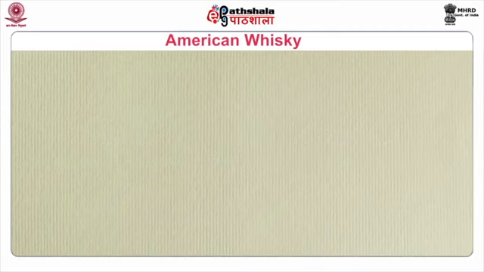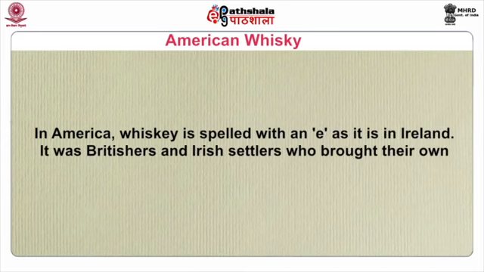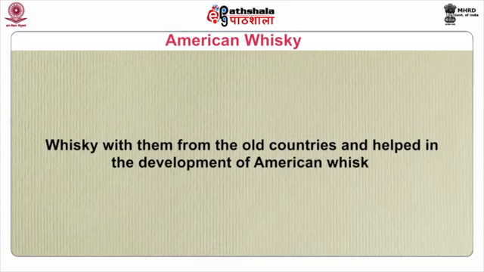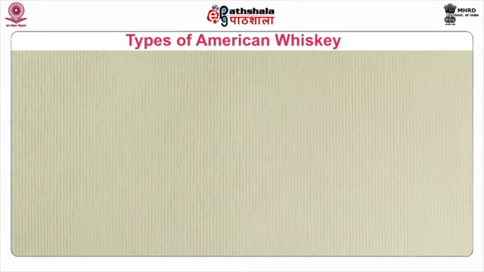Now, I will discuss American whiskey. American whiskey is spelled with an E as it is in Ireland. It was the British and the Irish settlers who brought their own whiskey with them from the old countries and helped in the development of American whiskey. The first American whiskies were made with malted barley and rye. Soon, a group of distillers started producing pure corn whiskies in Bourbon County, Kentucky. Now, we'll discuss the types of American whiskies.